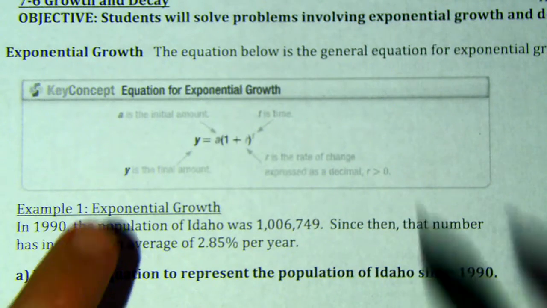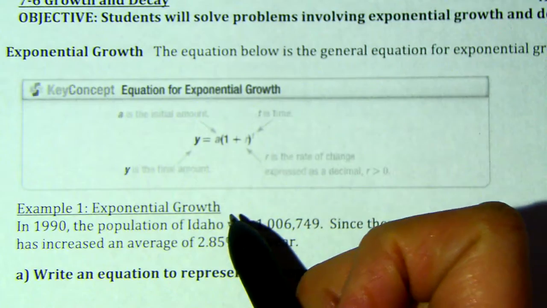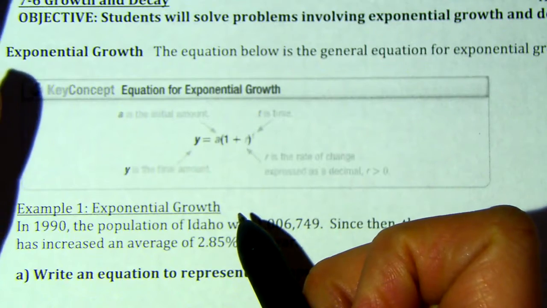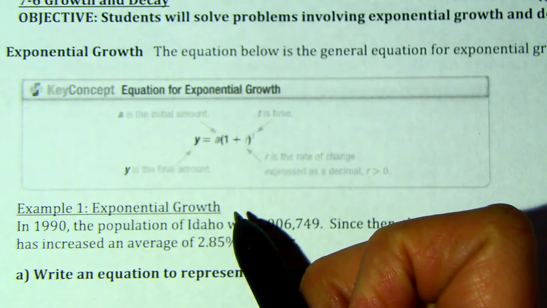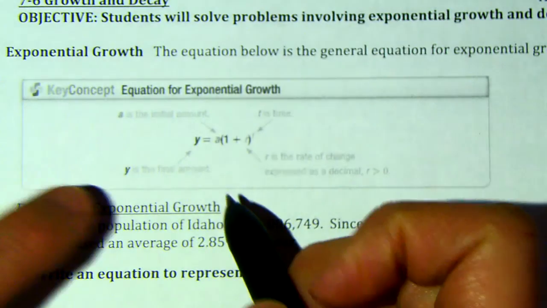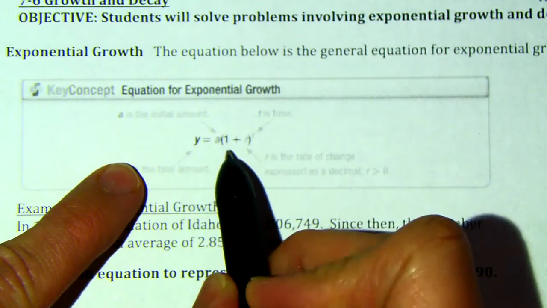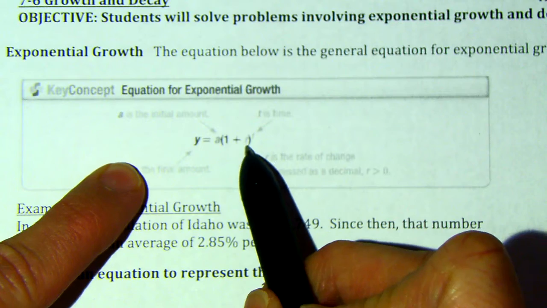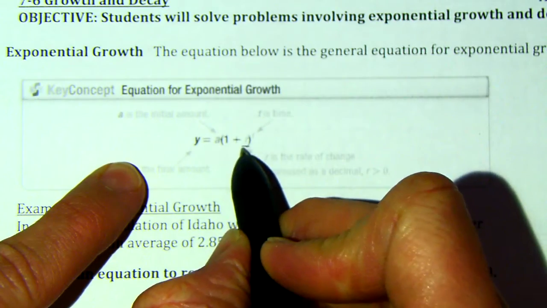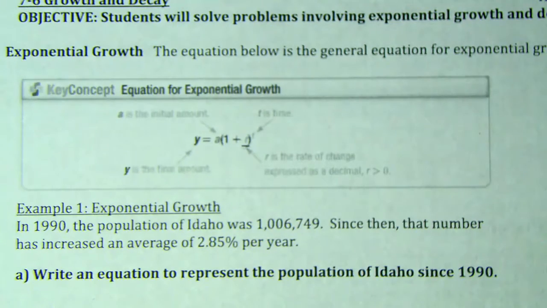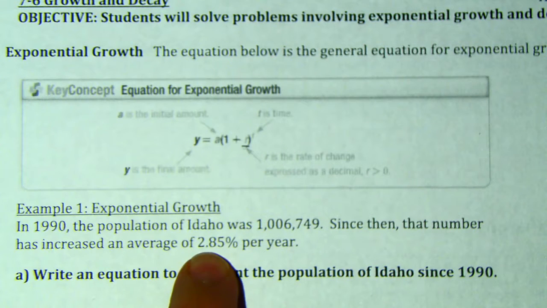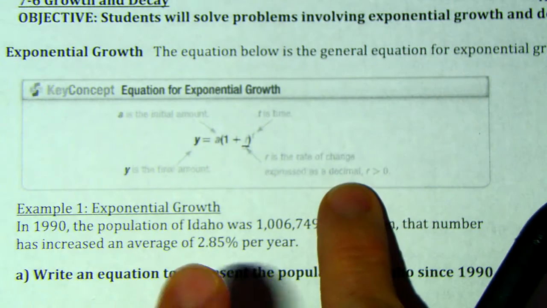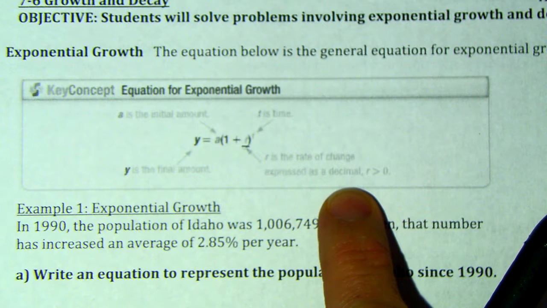So in this equation, y is the final amount that they're asking you for. They'll say, what is the amount after so much time? a is the initial amount, so where something started. The 1 plus r is your rate of change. So for example, if it's growing by a rate of 2.85%, you're going to write that, but you're going to write it as a decimal.